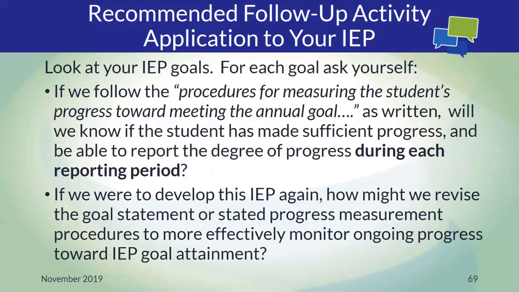If we were to develop this IEP again, how might we revise the goal statement or stated progress measurement procedures to more effectively monitor ongoing progress toward IEP goal attainment? Of course, before you would change the IEP, you would make sure to have an IEP meeting to revise that IEP with all members, including the parent, available. So try using these checklists to reflect on your current IEPs and when drafting future IEP goals and progress monitoring procedures.